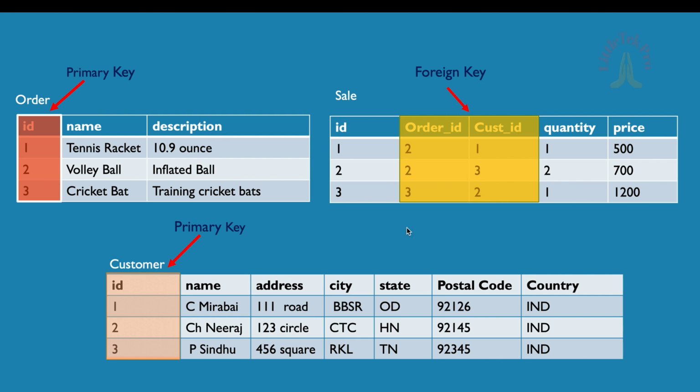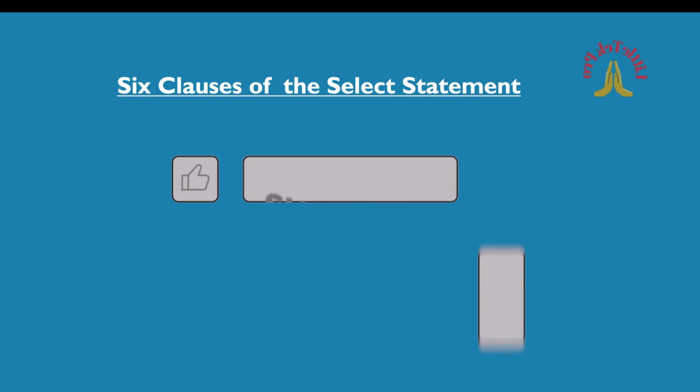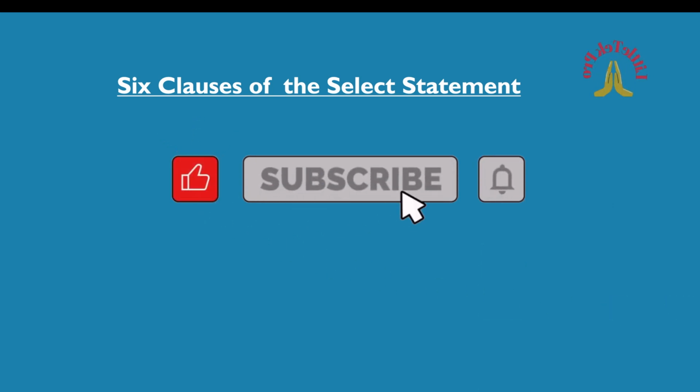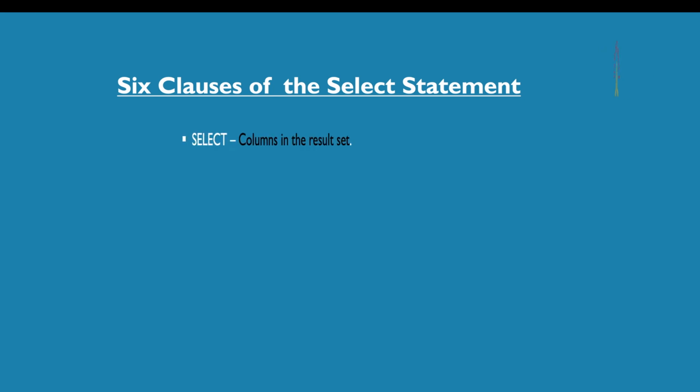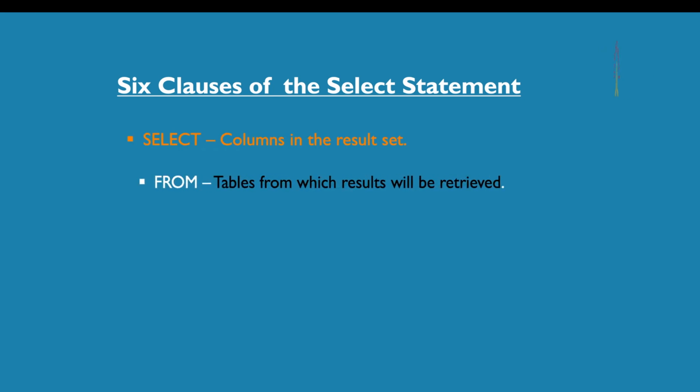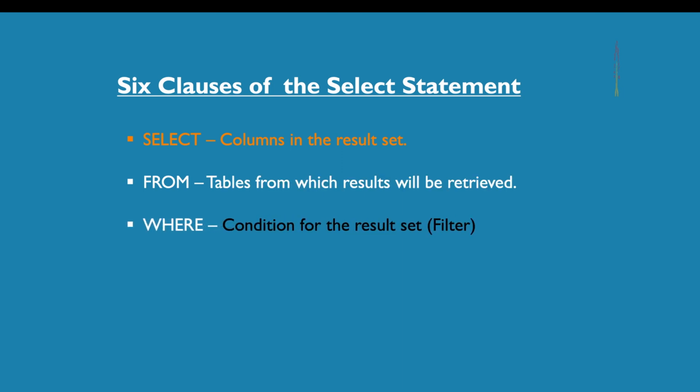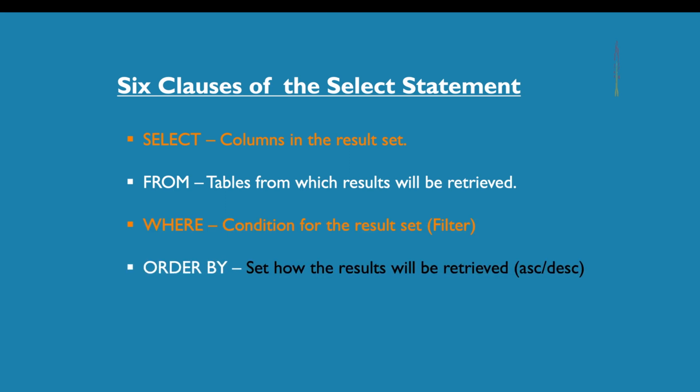While retrieving the data, we're going to discuss the 6 clauses of the select statement. Basically select, which is the columns in the result set. Then we will discuss from, the table from which the results will be retrieved. Then where, the condition of the result, which says how we'll filter. Then we'll do order by, whether the result will be displayed ascending or descending.